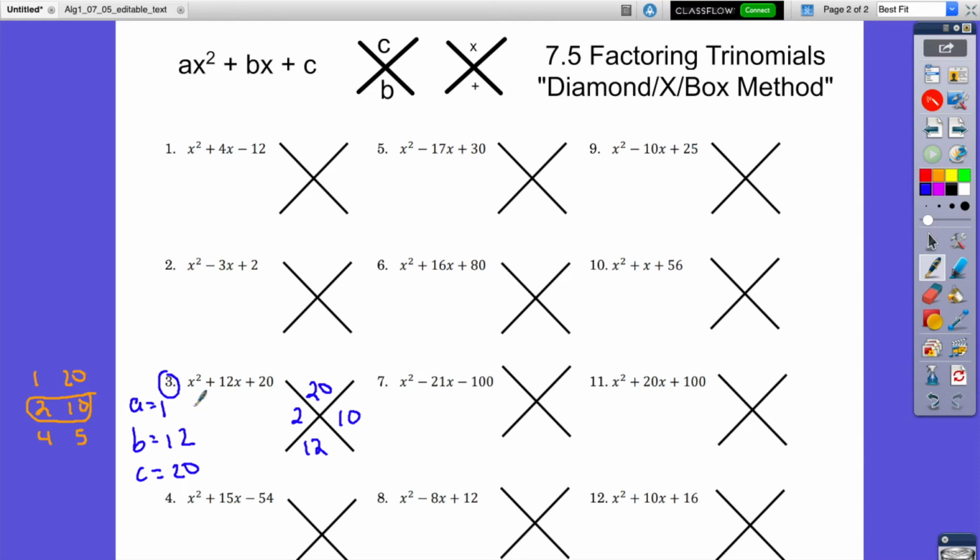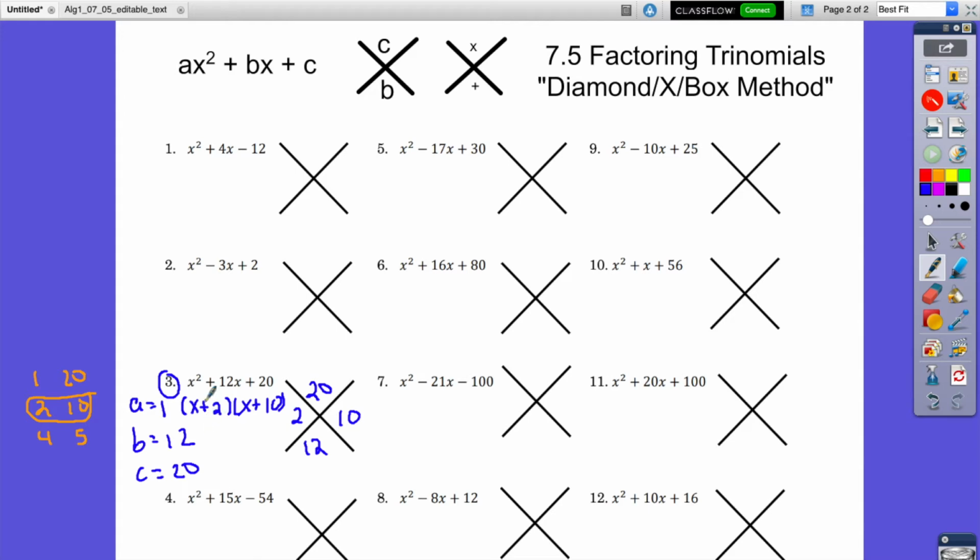And now we can factor this. And factoring is just the opposite of multiplying, which we did earlier in this chapter. So I'm going to put my two sets of parentheses. And then I'm going to put an x here because x times x is x squared. My signs are going to be both positive because both of these signs here are positive. And then I'm going to put my two numbers here, 2 and 10. And that is fully factored.